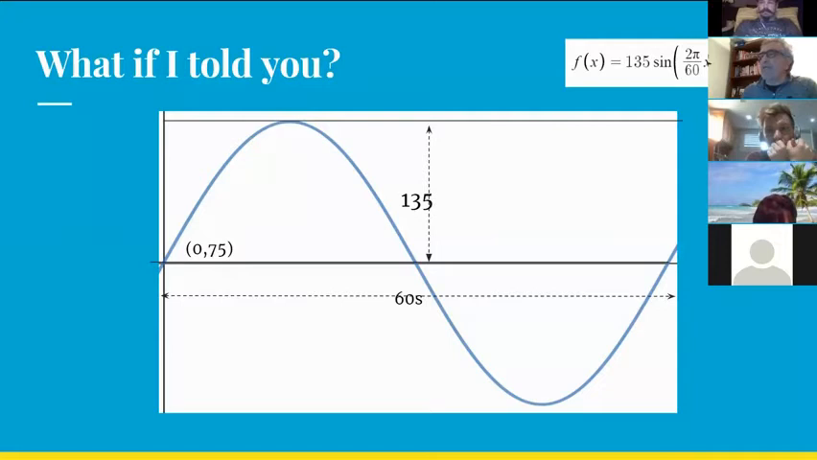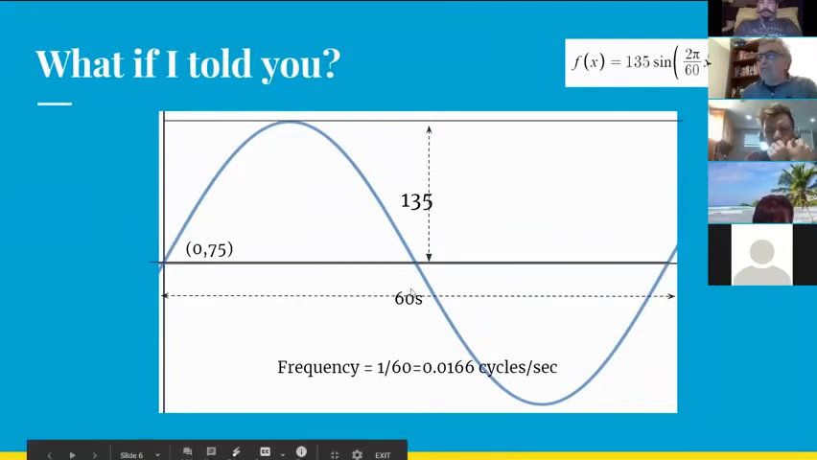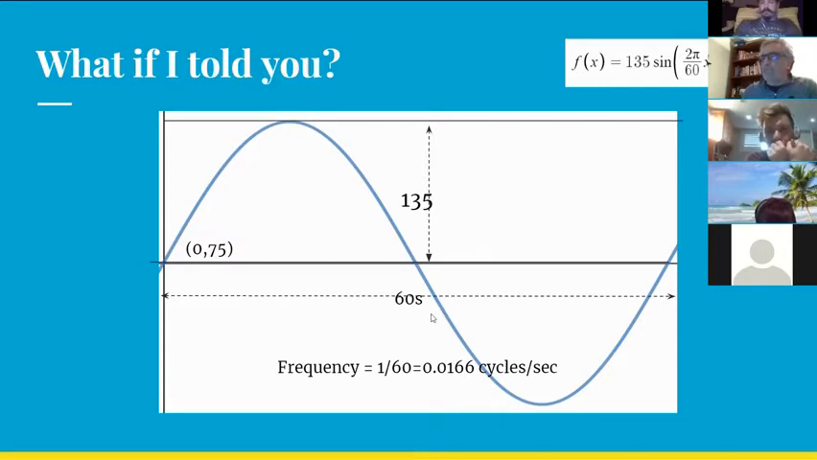Very nice. By the way, this also has a frequency of 1/60th, or 0.166 cycles per second. We don't talk about that, the function. And of course, the cool thing about sinusoidal functions is we can write them in a variety of ways.